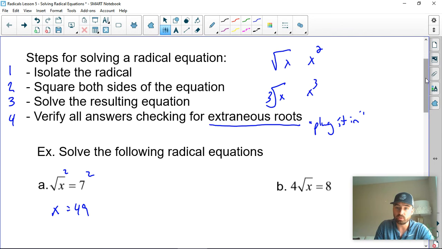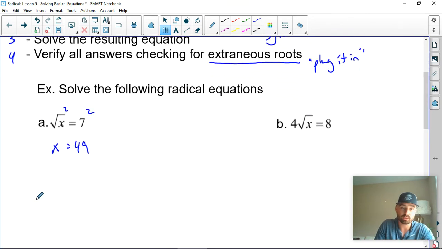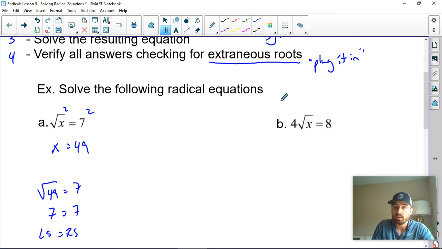Finally, let's do a check to make sure this works. To do that, we take x and we plug in our answer. So we have the square root of 49 equals 7, and 7 equals 7. So this is where we could even say left side equals right side. Okay, good.